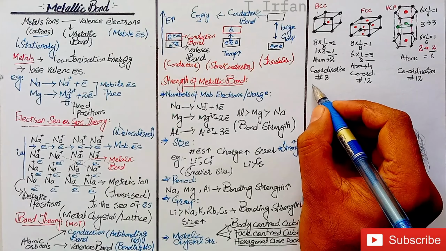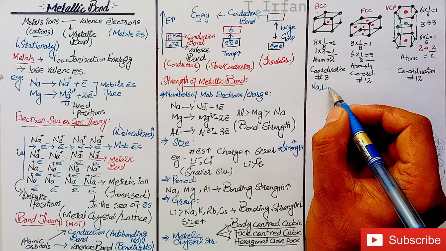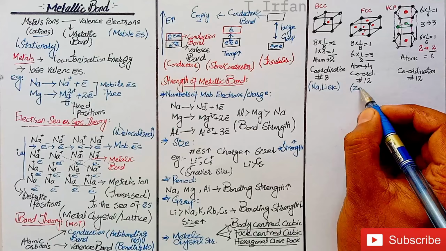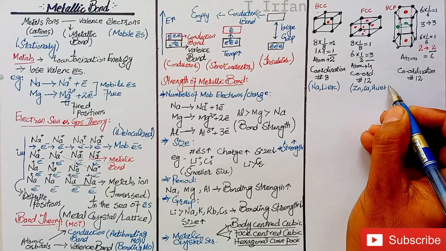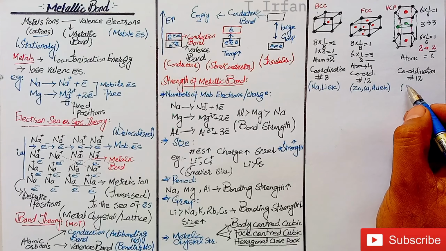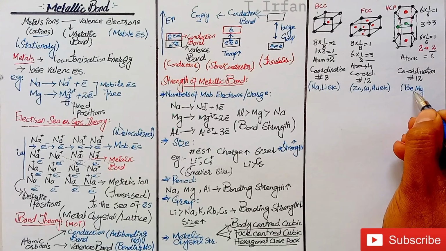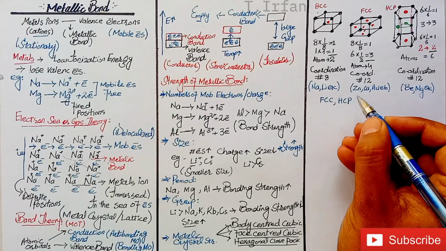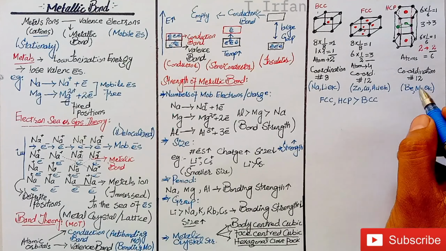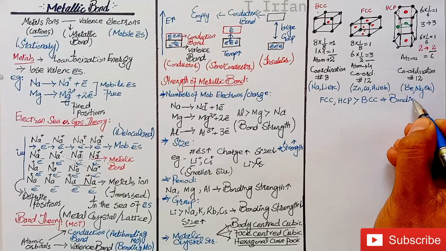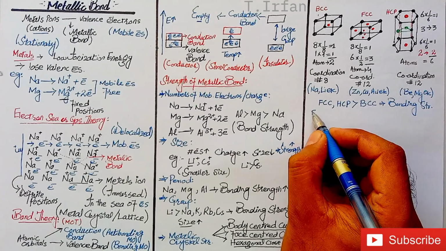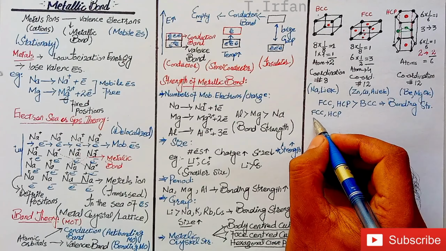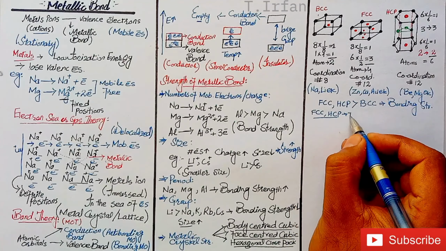Sodium, lithium, etc. have body-centered cubic unit cell. Zinc, copper, gold, etc. These metals have face-centered cubic unit cell. Beryllium, magnesium, etc. have hexagonal close packing. And here face-centered cubic and hexagonal close packing have greater bonding strength as compared to body-centered cubic. This is because face-centered cubic or hexagonal close packing occupy 74% space or have the greater coordination number.